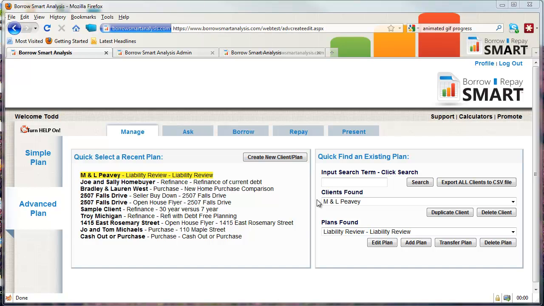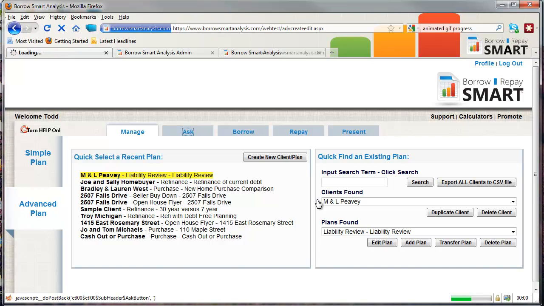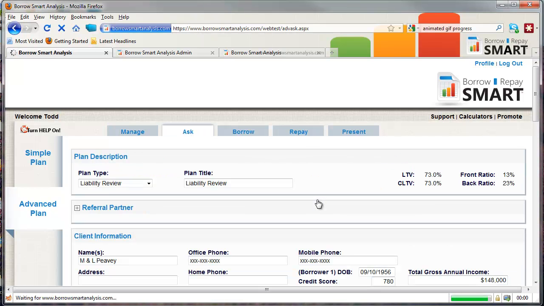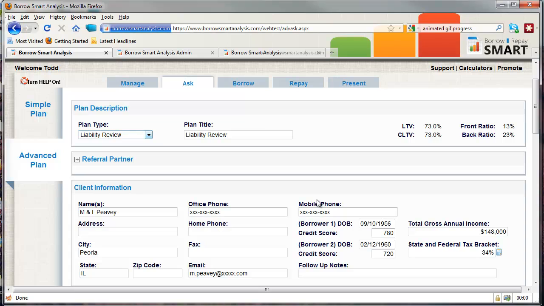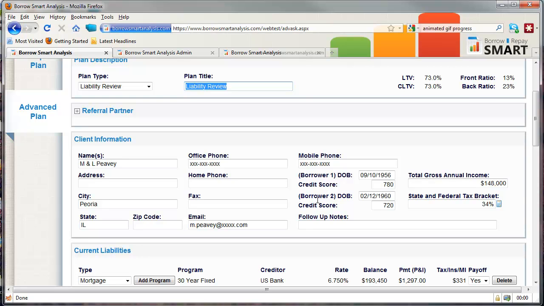So he goes through and creates a new client plan, and that just basically means in creating that, it takes him right to the Ask tab when he clicked that button. He goes in and sets liability review. He puts in liability review as the plan title. He doesn't assign this to a loan officer yet, but he's got his loan officers in here as referral partners, but he leaves that blank because he's not sure if or who he's going to send it to.